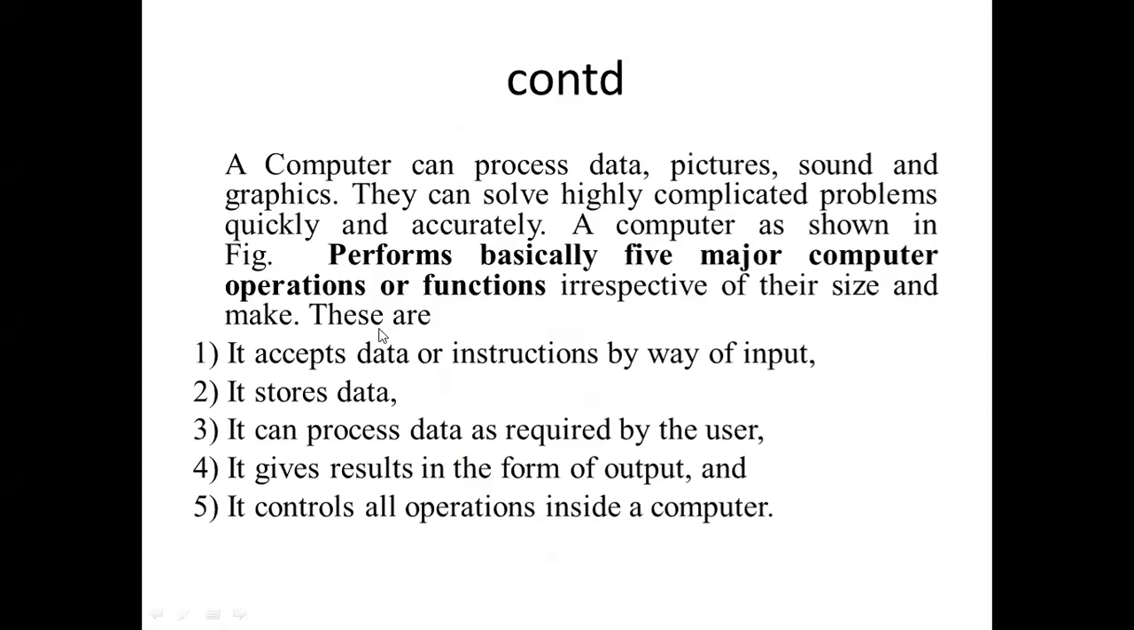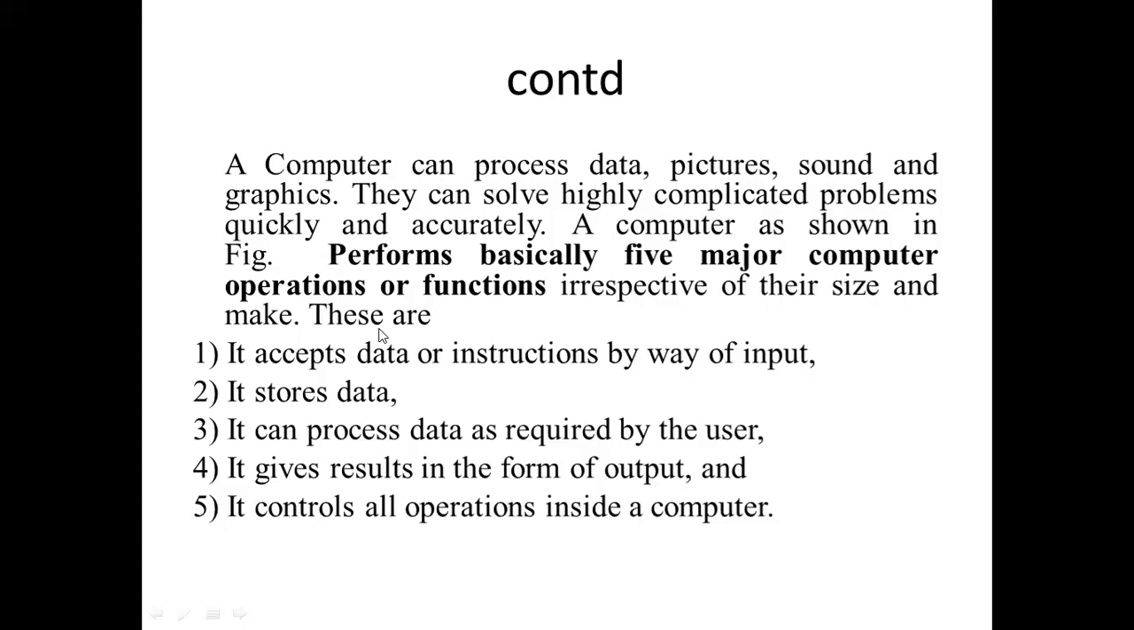A computer can process data, pictures, sound, and graphics. So a computer can do multiple tasks. It can work on data, pictures, sounds, and graphics. It can solve highly complicated problems quickly and accurately. A computer is capable of doing very complex problems in a very short time and with correctness.